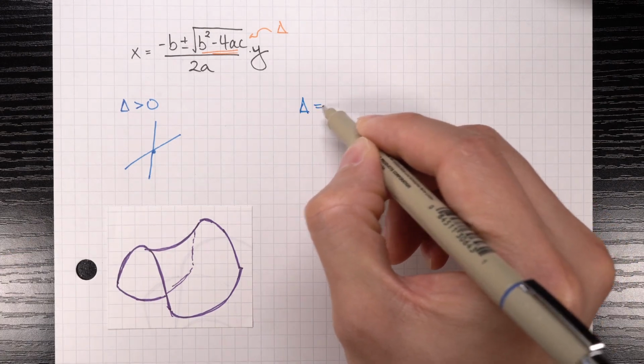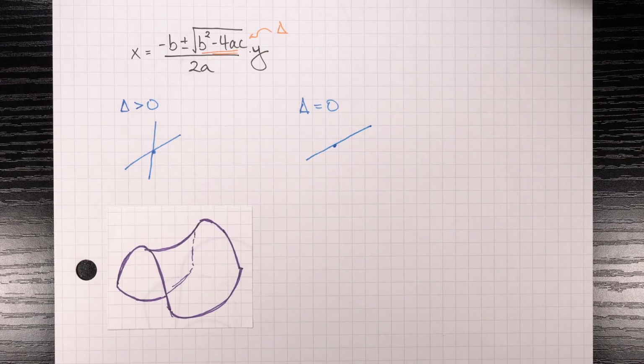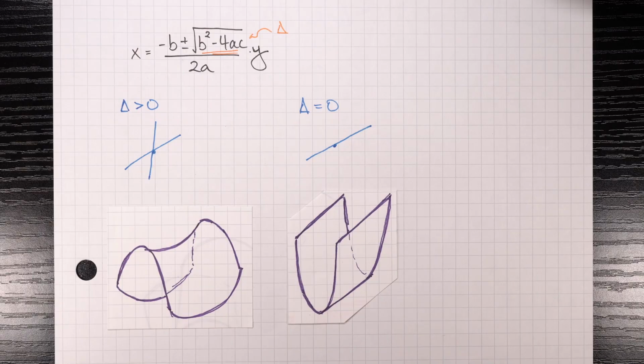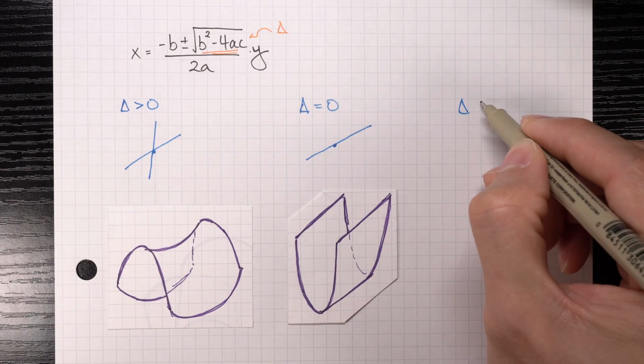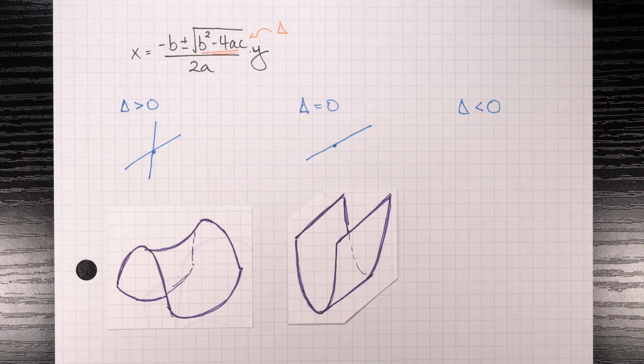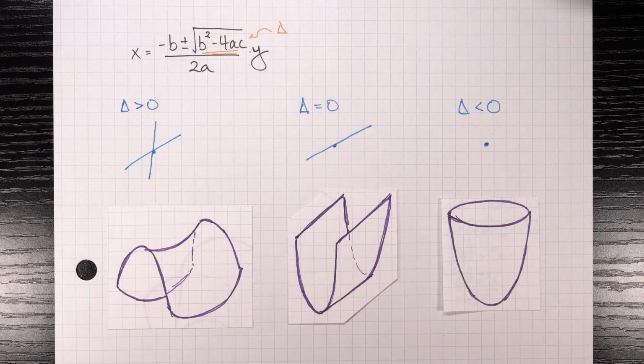If our discriminant is equal to 0, we get exactly one solution, so exactly one line, and the surface looks like this stretched out parabola. And now if we have a negative discriminant, then we have no solutions, and this intersection is now just a single point, and our surface looks kind of like a bowl.